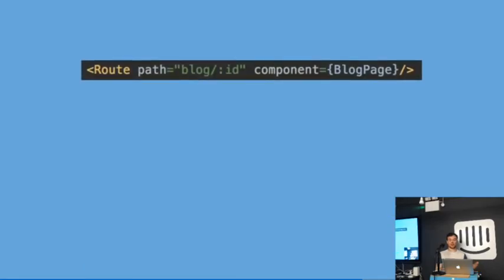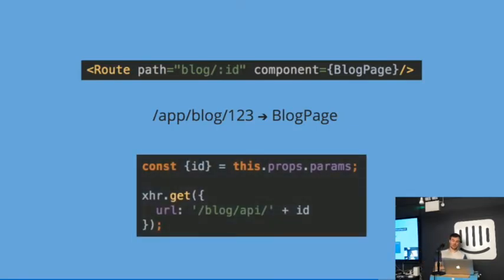If we want to pass parameters, this would be a very common use case. Say you have a blog page that you've set up, and you want to pass some ID to it, so you want to point to a specific blog and not just the overall blogs page. You can have this syntax here with :ID, and that will point to the blog page. So if I hit /app/blog/123, it will bring that into the blog page, and I can pull that property from this.props.params, which is properties that are injected into the blog page component.